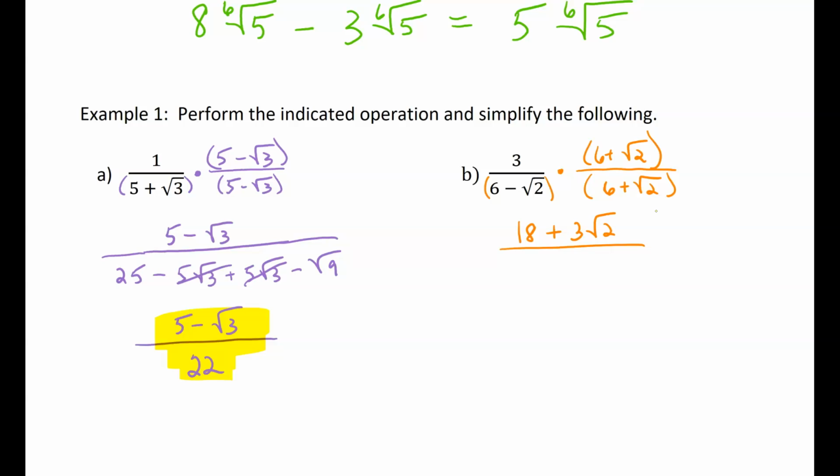Alrighty. Remember, it's that same pattern, so I know I'm going to get 6 squared, which is 36, minus, we already know those two middle terms are going to disappear. Square root of 2 times square root of 2 is? Well, it's the square root of 4, which is 2. Okay, and so in the end, I have 18 plus 3 square root of 2 all over 34. Can you simplify? Not this one, but if it was like 33, you could take out 3's from all of them, right? Yes.